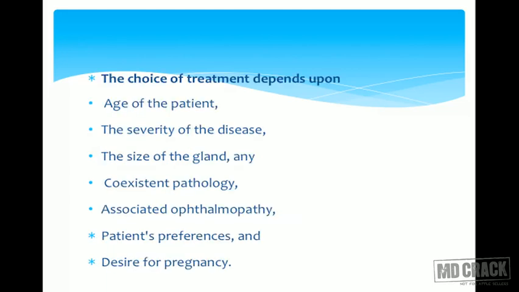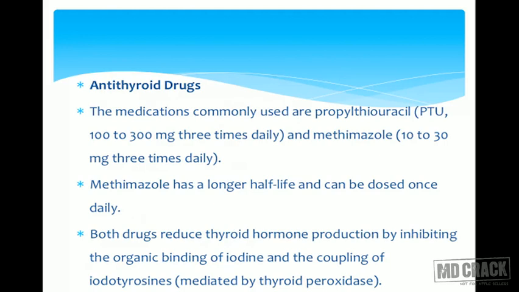The choice of treatment depends on the age of the patient, severity of the disease, size of the gland, coexisting pathology, associated ophthalmopathy, patient's preferences and desire for pregnancy. These factors are very important in deciding the treatment modality, because the results of each modality of treatment will differ. Next, we have antithyroid drugs. Medications commonly used are propylthiouracil, which is given 100 to 300 mg 3 times a day, and methimazole, which is given 10 to 30 mg 3 times a day.